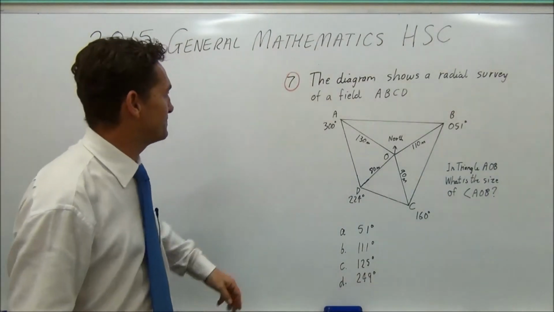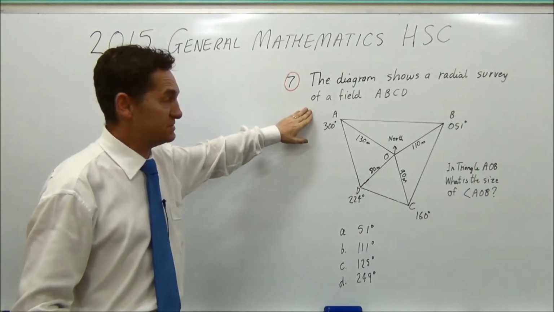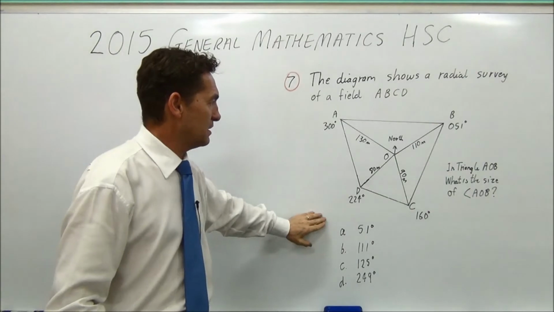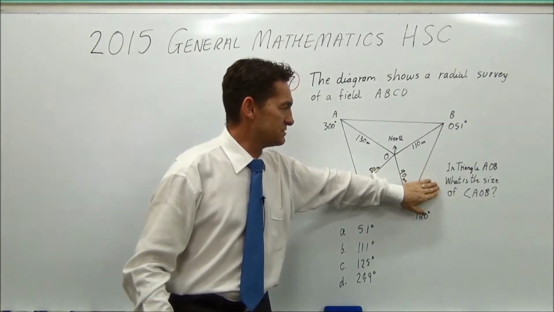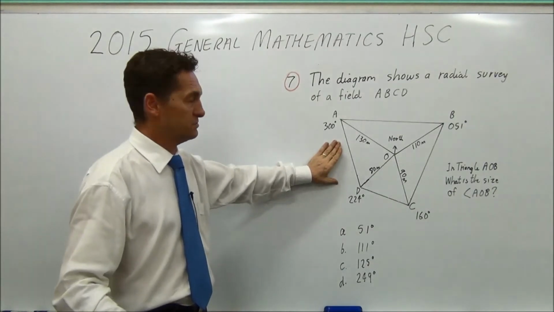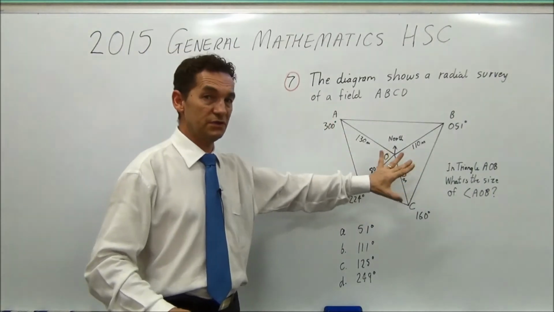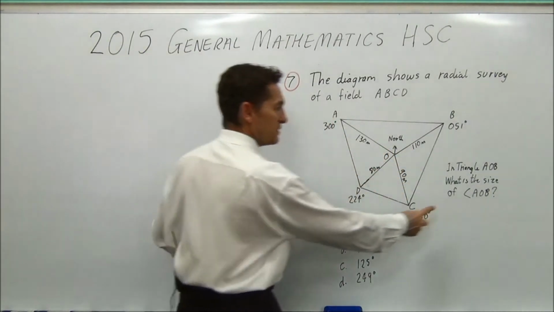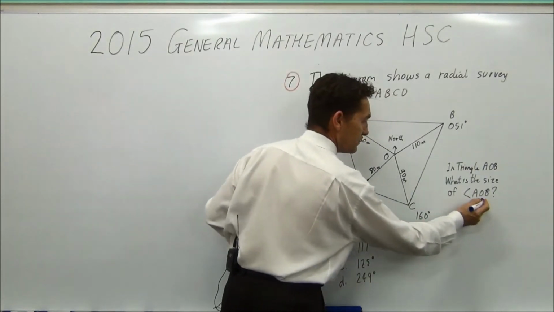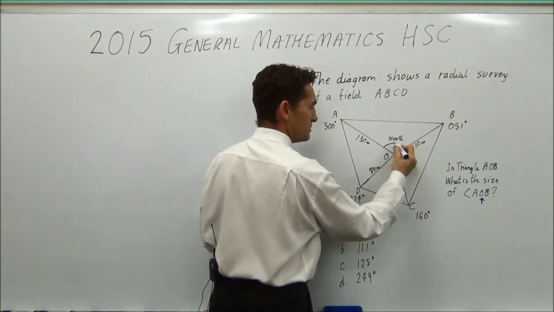Again, question 7. The diagram shows a radial survey of a field A, B, C, D. So here's the field. There's a lot of information on that. In the triangle AOB, what is the size of AOB? So you might think, oh my goodness, I might have to use the cos rule or the sine rule or something. But it's actually quite simple, and they've thrown a lot of stuff in there you don't need. So you want AOB. Now if you're looking at an angle, that's the angle you want, the angle in the middle. So A is there, O is there, and B is there, so you want this angle.